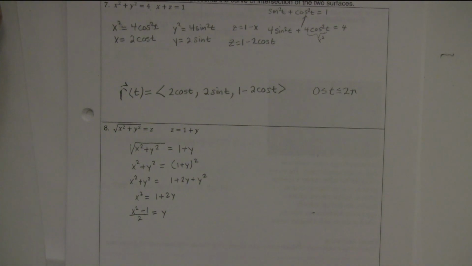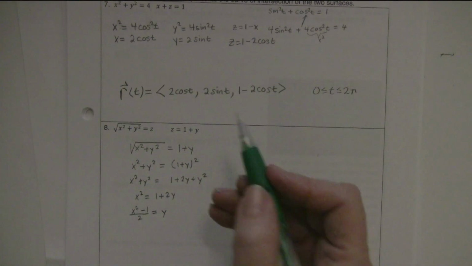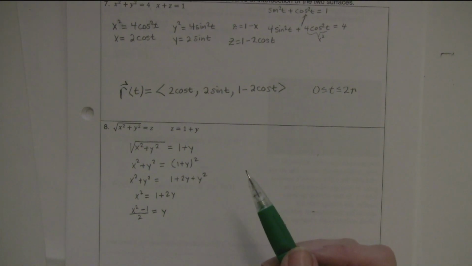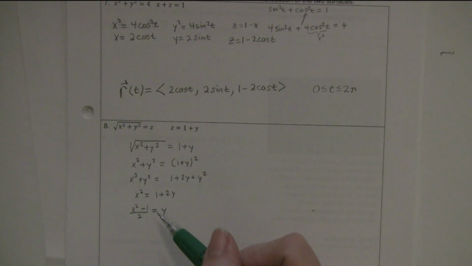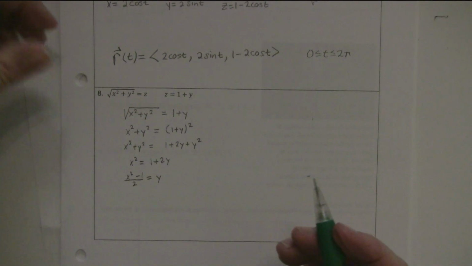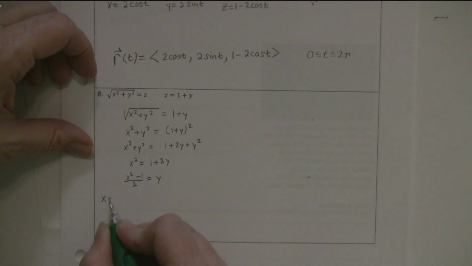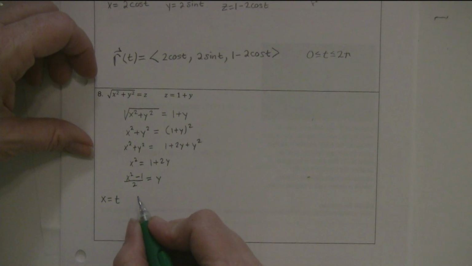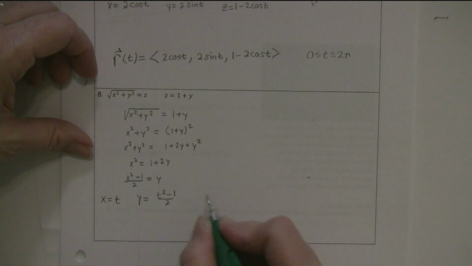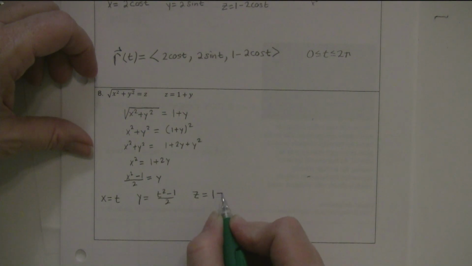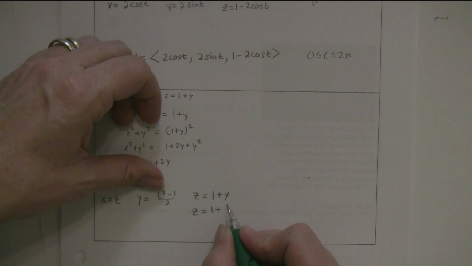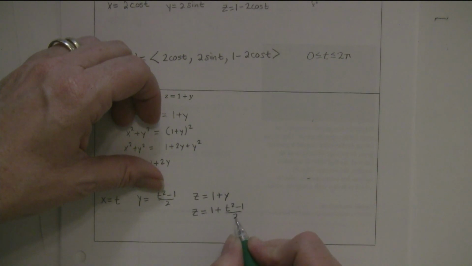And then I didn't expect this to happen, but I noticed that I would also know what z is because it's in terms of y. And so x is the one that's the most complicated. It's over here, right? So what I probably would do because of that, remember there's infinitely many answers here, x, I would probably let it equal t. Then that would mean that y equals t squared minus 1 over 2. And that would mean that z equals 1 plus y, which would mean that z equals 1 plus, and remember what y was, t squared minus 1 over 2.